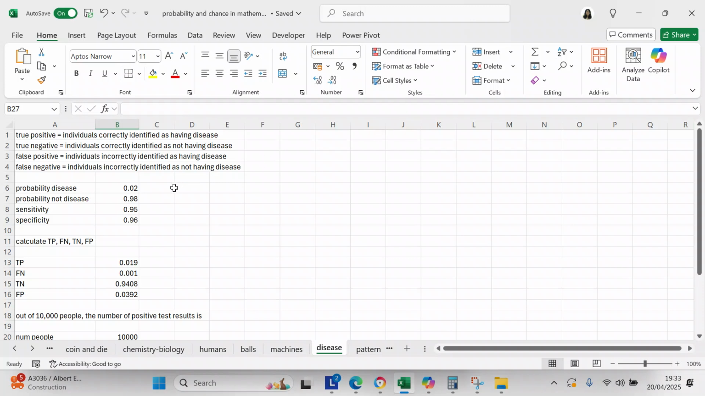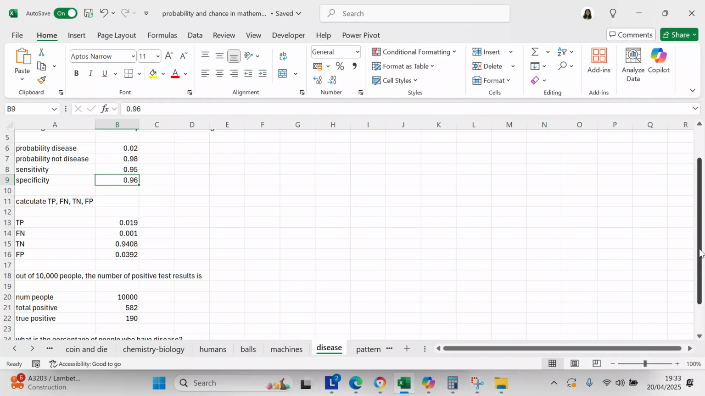So you've got your probability of disease is 0.02. Probability of not disease is 0.98. Sensitivity is 95%, and specificity is 96%. So now we calculate the true positive, false negative, true negative, and false positive. So your true positive is B8 times B6, gives you a value of 0.019. False negative is 1 minus B8 times B6. It gives you a value of 0.001.